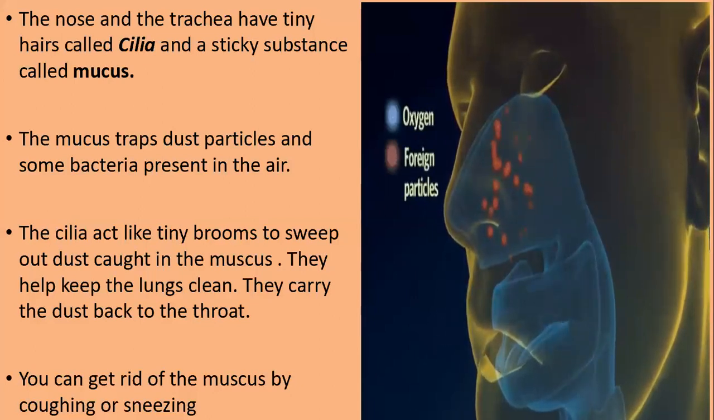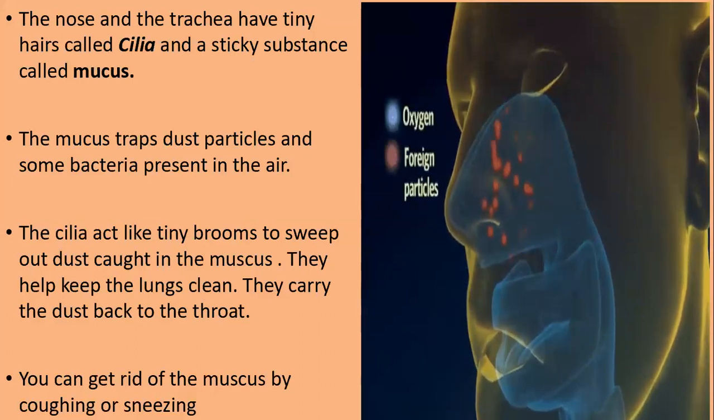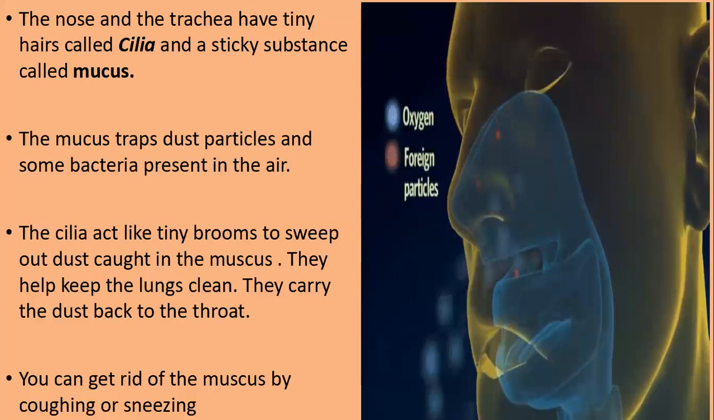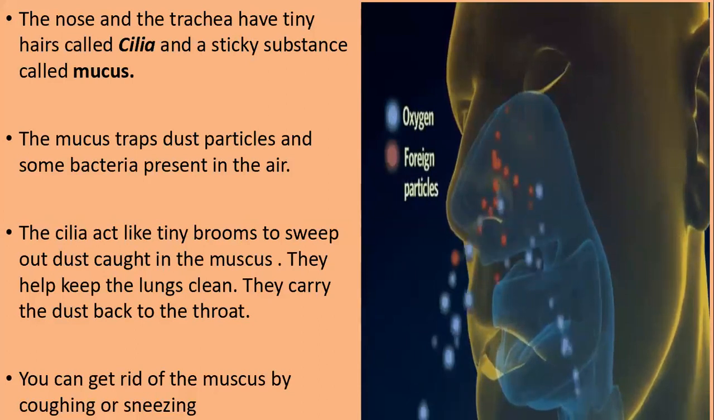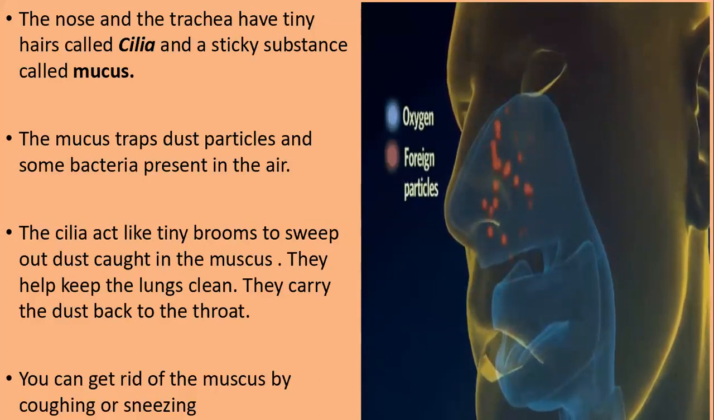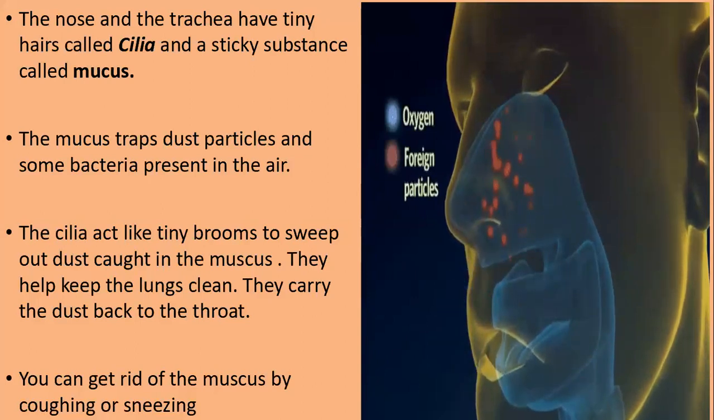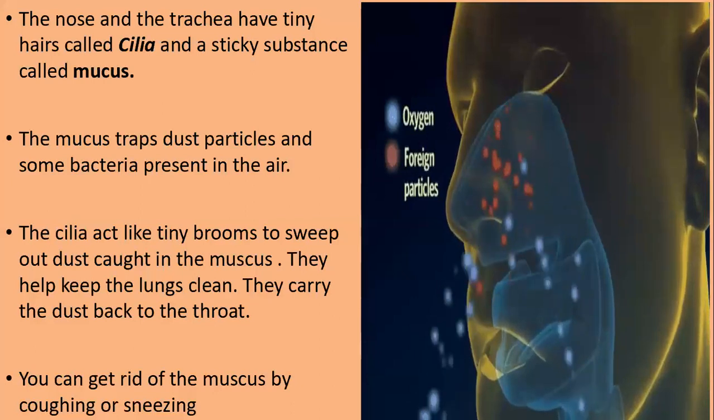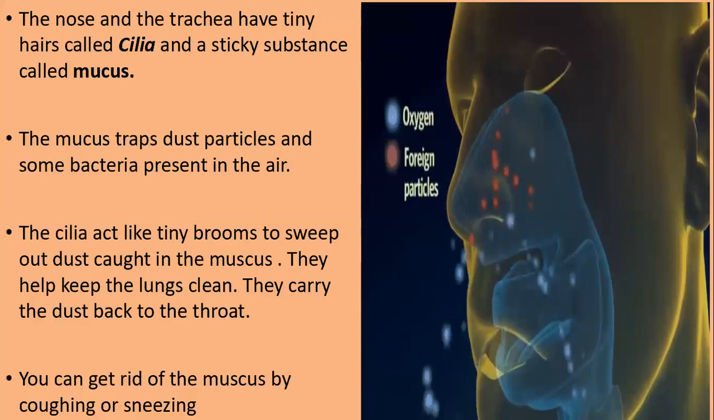Cilia act like tiny brooms to sweep out dust caught in the mucus. They help keep the lungs clean. They carry the dust back to the throat. You can get rid of the mucus by coughing or sneezing.